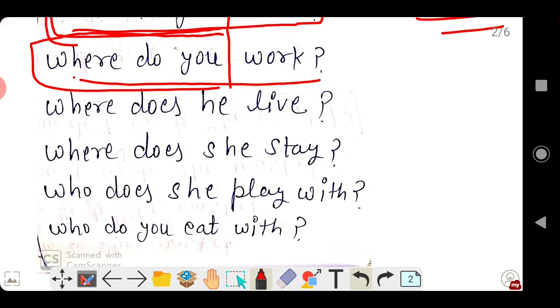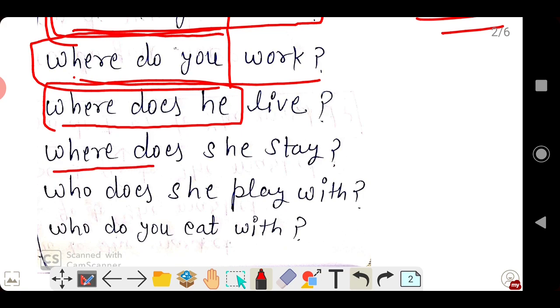Now again, we have to come up with this phrase, where does he live? Where does she live? Where does Ram live? Where does Sita live? Where does Priyanka live? Remember, friend, he, she, and some names always come with does. Where does he? Where does she? Where does Priyanka? Where does Kirti? Where does Priya?